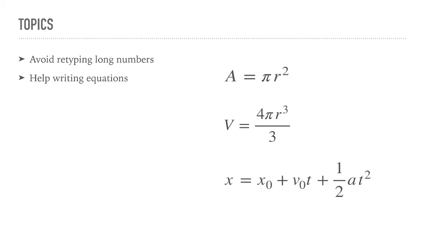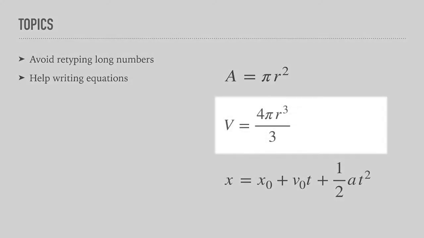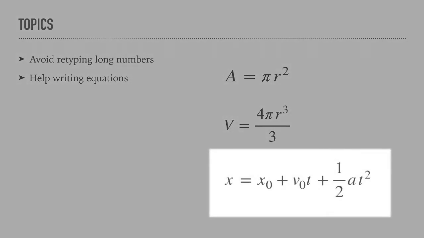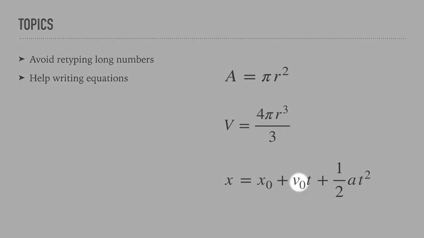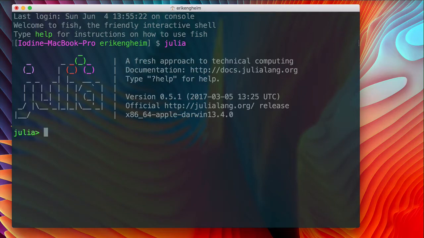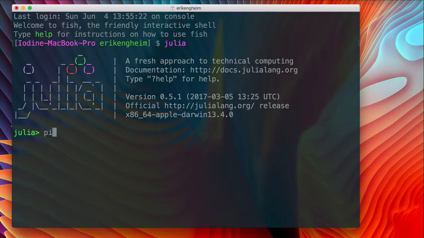In school, you've probably already seen the use of letters to represent numbers. For instance, for equations to calculate the area of a circle or the volume of a sphere or the distance an object would travel given a particular starting velocity, acceleration, and the time spent traveling. We saw variables in the previous video using pi and the Euler number, for instance.